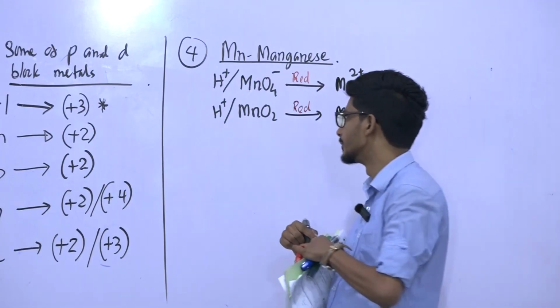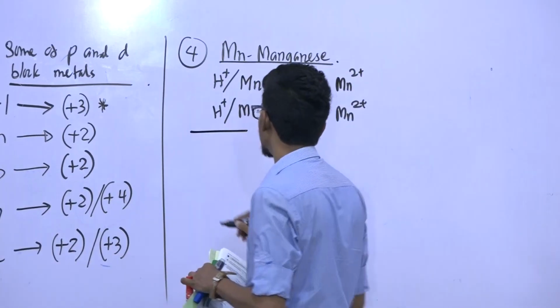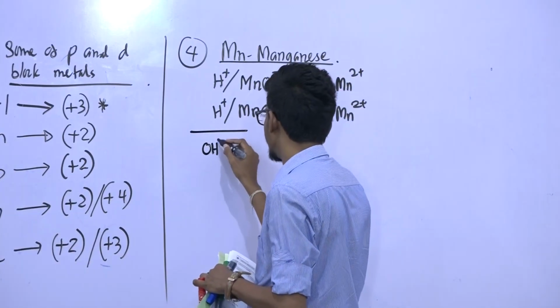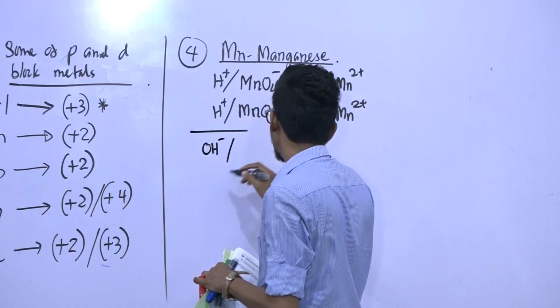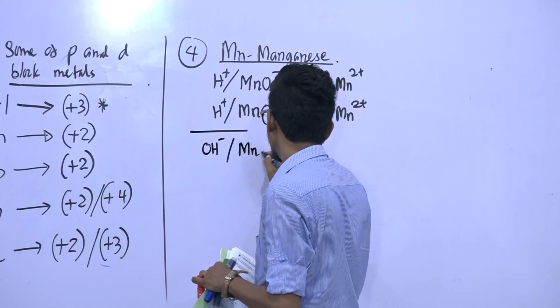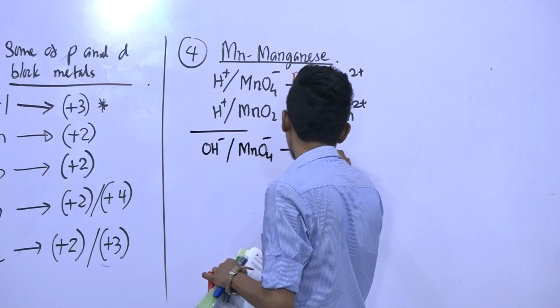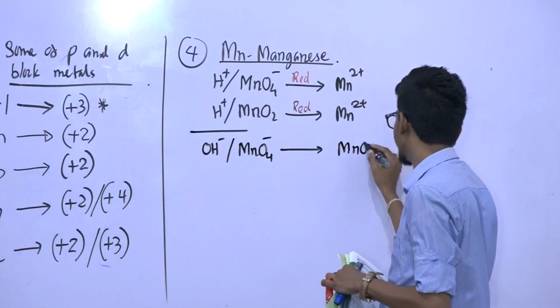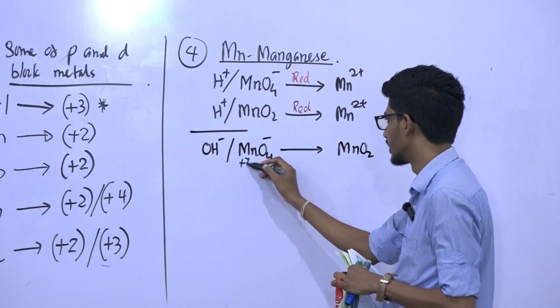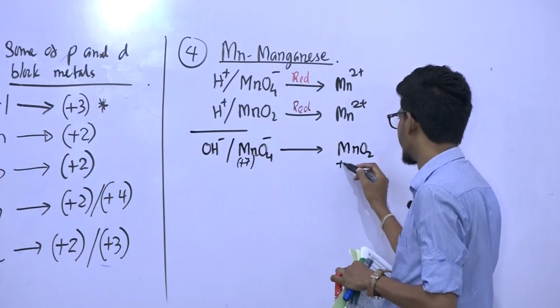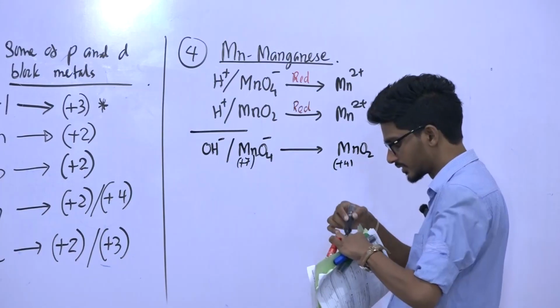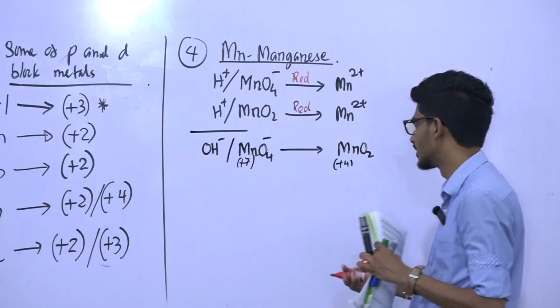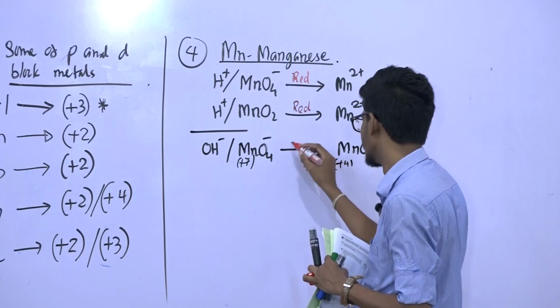When it comes to a basic medium, manganese-containing species prefer MnO2. It is also a reduction, as you are starting with +7 and going towards +4. Only reductions are possible with manganese-containing species in redox reactions in these calculations, right?